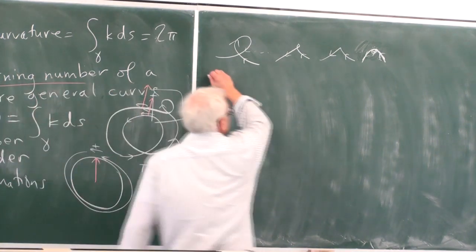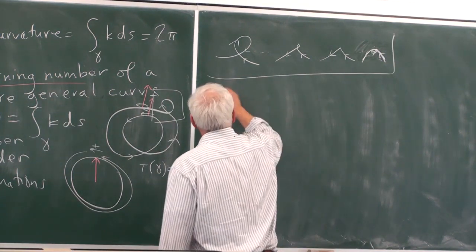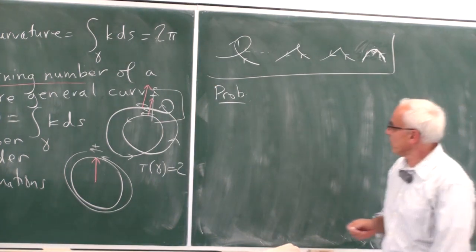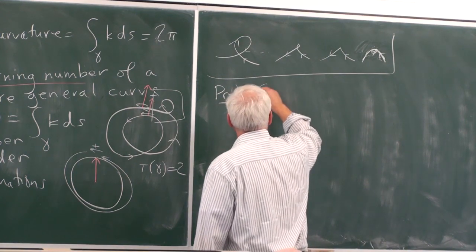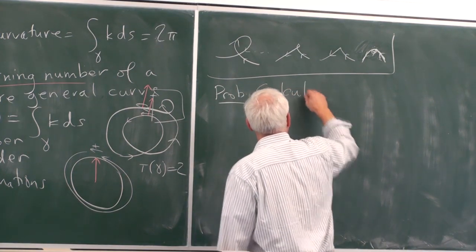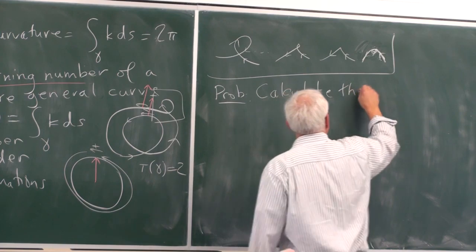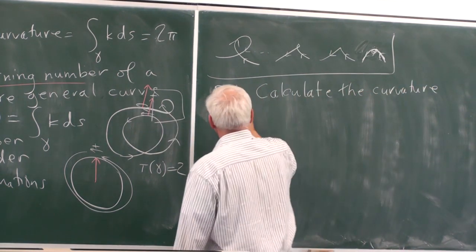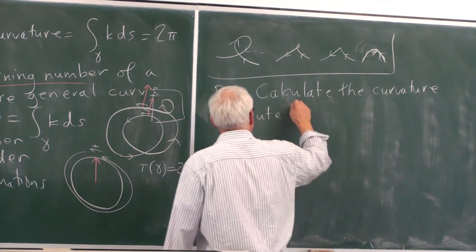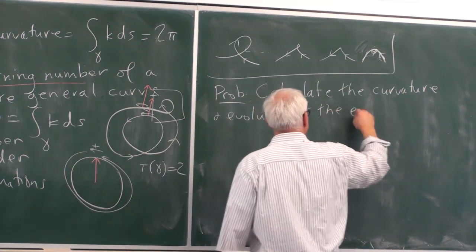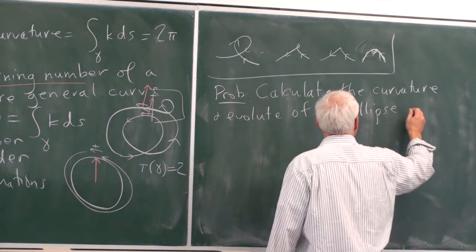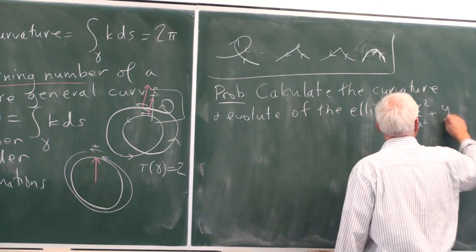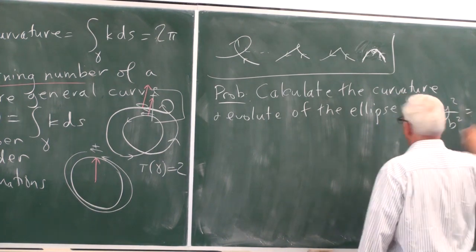All right, so let's have a problem that allows us to connect these things explicitly with the curvature of some classical curve. So let's calculate the curvature and the evolute of the ellipse x squared over a squared plus y squared over b squared equals 1.